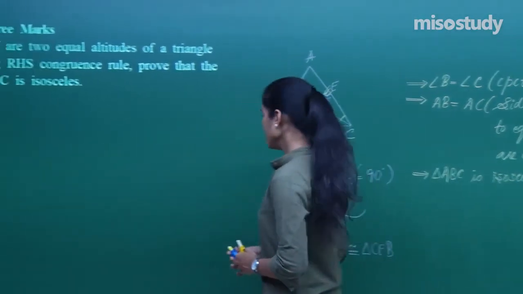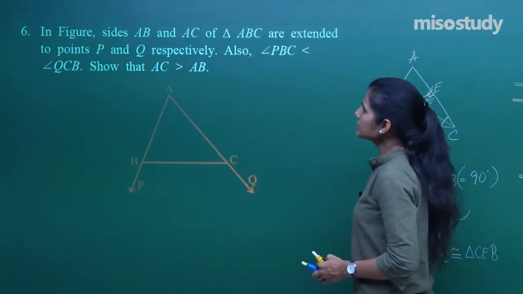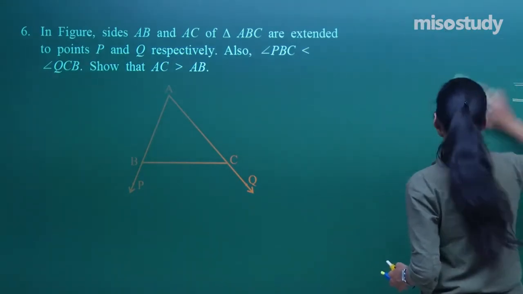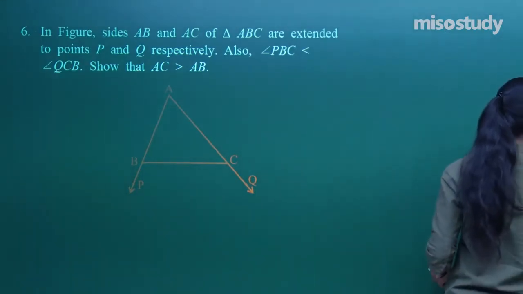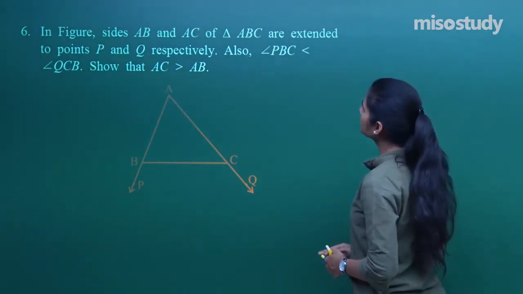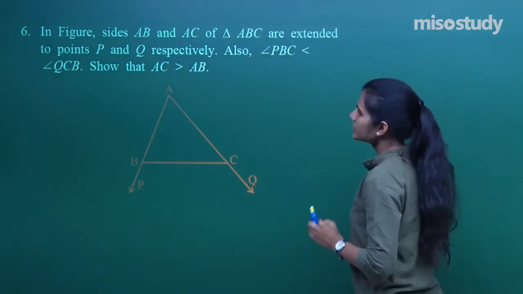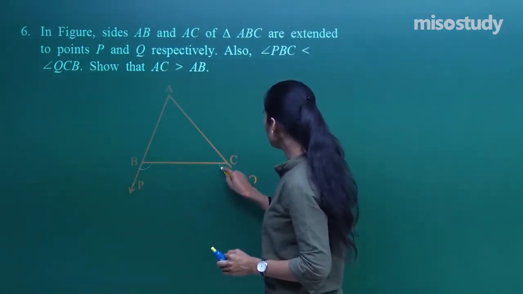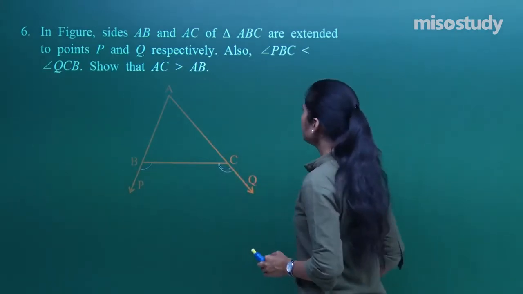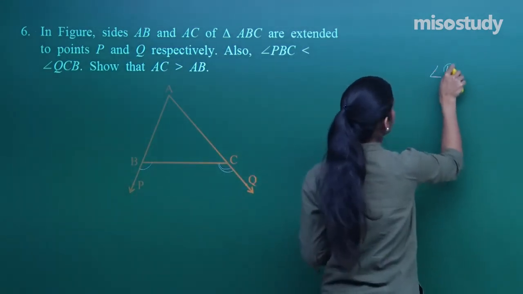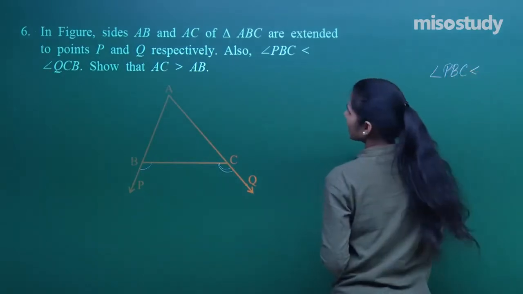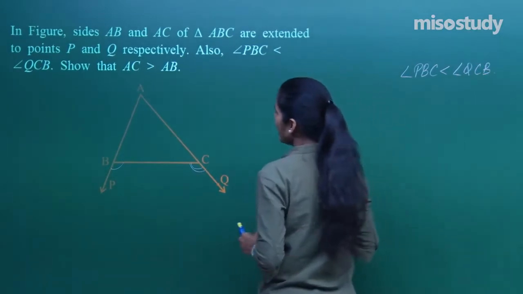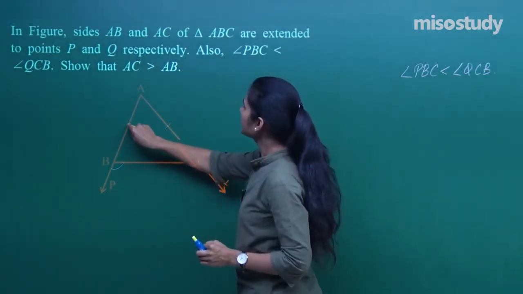Hence proved. Next I have, in this figure, sides AB and AC of a triangle ABC are extended to points P and Q. Okay, so they have extended these two sides to points P and Q respectively. Also angle PBC is less than angle QCB. Angle PBC is this angle, angle QCB is this angle. It's given that angle PBC is less in measure than angle QCB. I have to show AC is greater than AB.